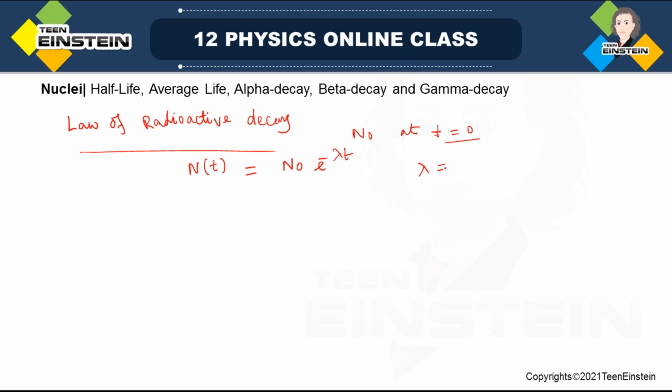And what is this lambda? We had learned lambda is the disintegration constant. This is called the disintegration constant.